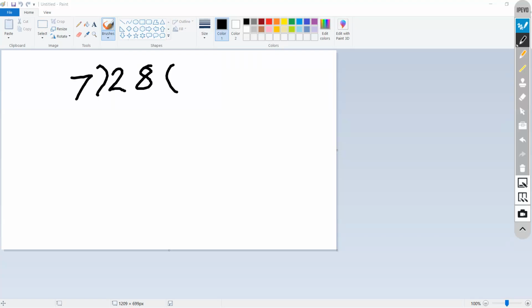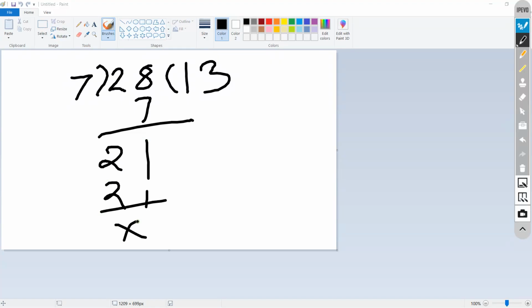What we can do is, 7 1s are 7, and we have 8, so 1. Then 2 will be coming up from here, and 7 3s are 21. So the answer will be 13. The question might come that I am doing it wrongly, and I have a way to prove that whatever I'm doing is not wrong.